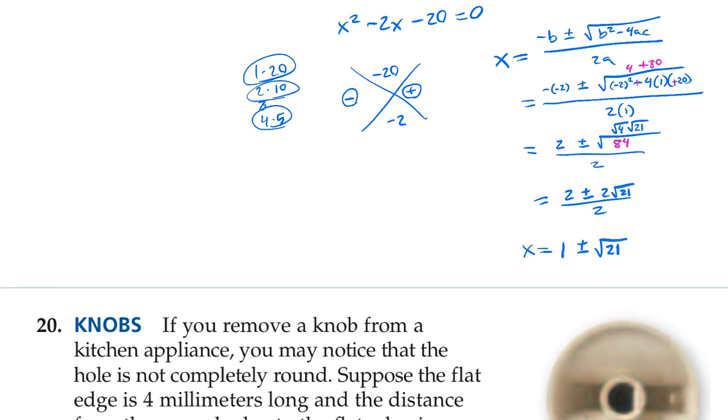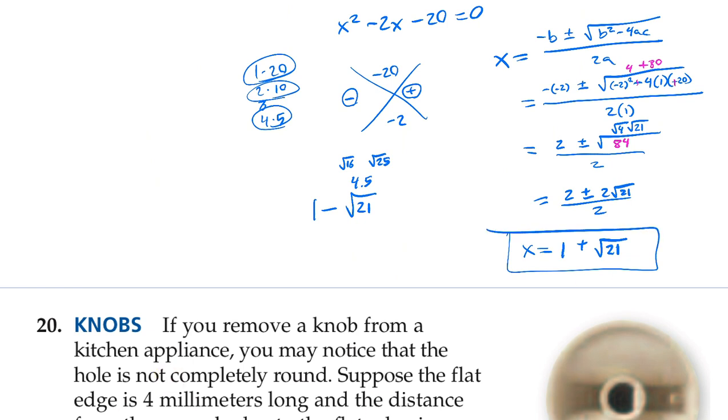And so down here, we can't have 1 minus the square root of 21. Square root of 21 is around 4 point something, right? Because square root of 16 is 4, square root of 25 is 5. So we can't do 1 minus 4.5. That would be a negative. So we get rid of that negative, and there's our answer: 1 plus square root of 21.